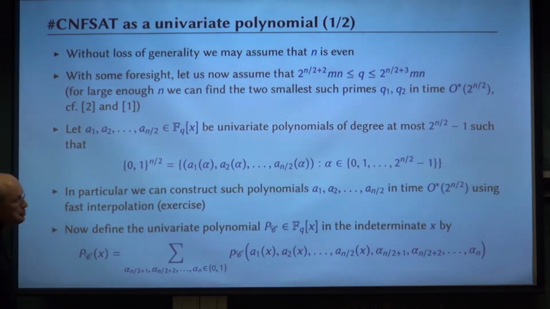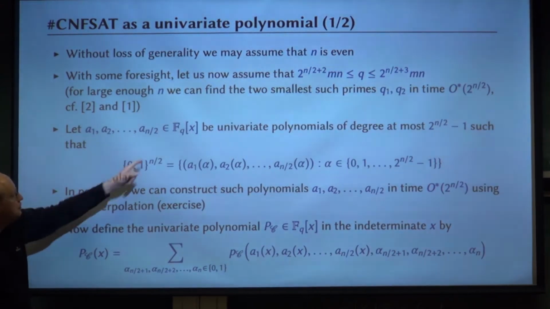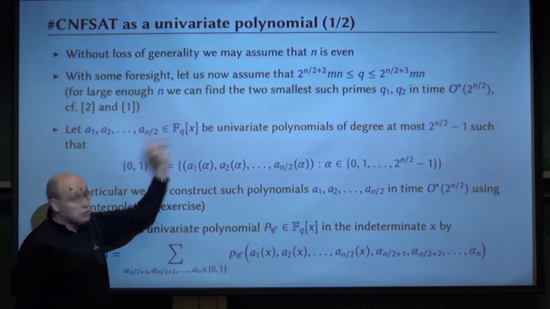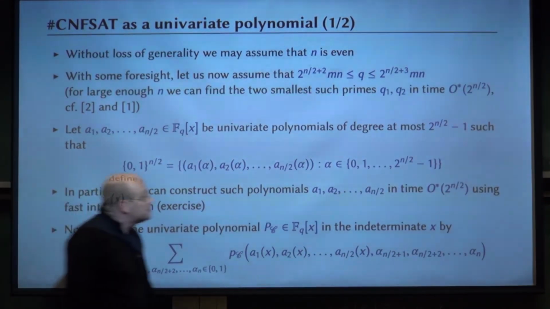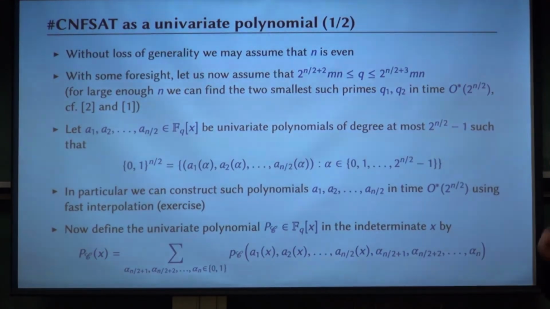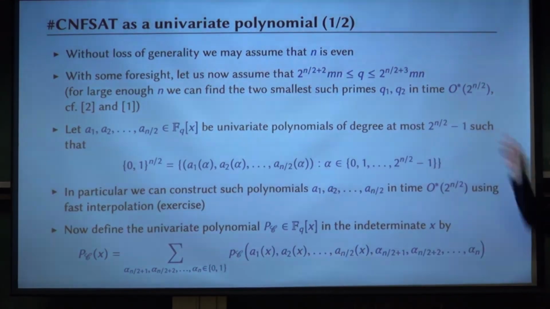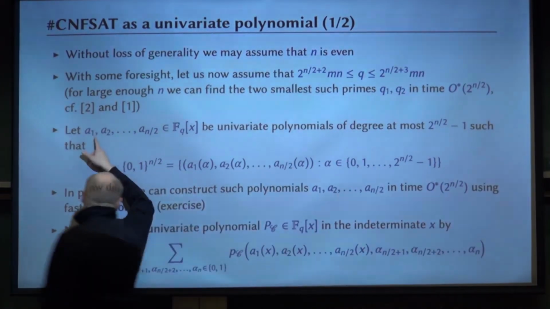And now let's start using the univariate toolkit that we have. Notice that what I want to do is build univariate polynomials with coefficients in the finite field, modulo Q, where Q is a prime, whose degree is at most 2 to the n over 2 minus 1. So we're actually constructing interpolating polynomials. And what precisely are we interpolating? Notice that in total I want n over 2 polynomials.